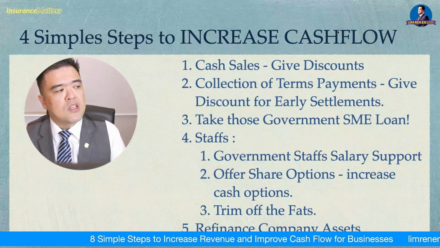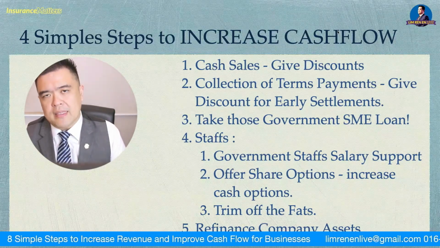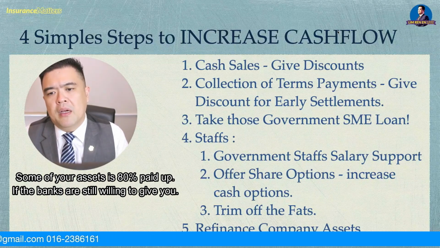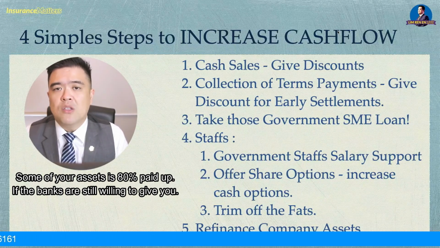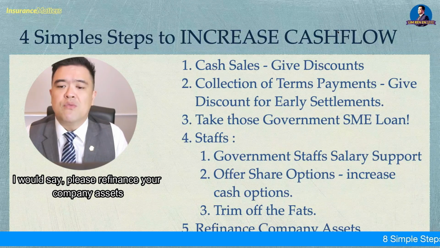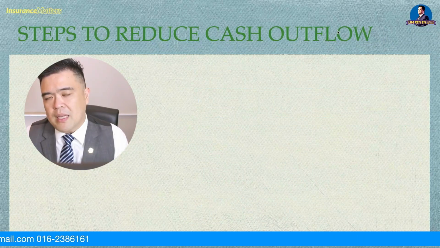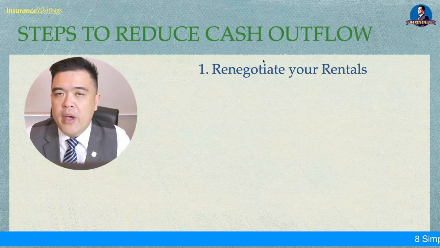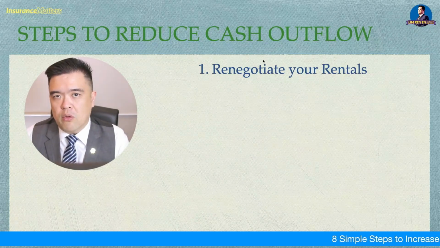One of the things that you must do is to refinance company assets. Some of the assets are 80% paid up. If the banks are still willing to give you, I would say please refinance your company assets. Here are some steps I can share with you on how to reduce cash outflow. One of the things you must do is to renegotiate your rental.